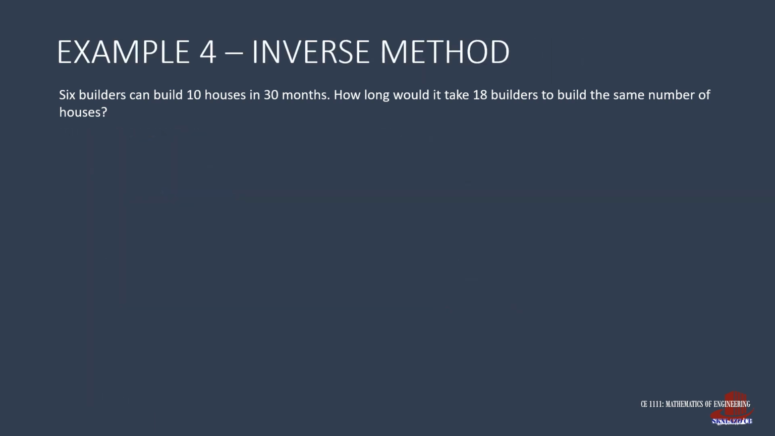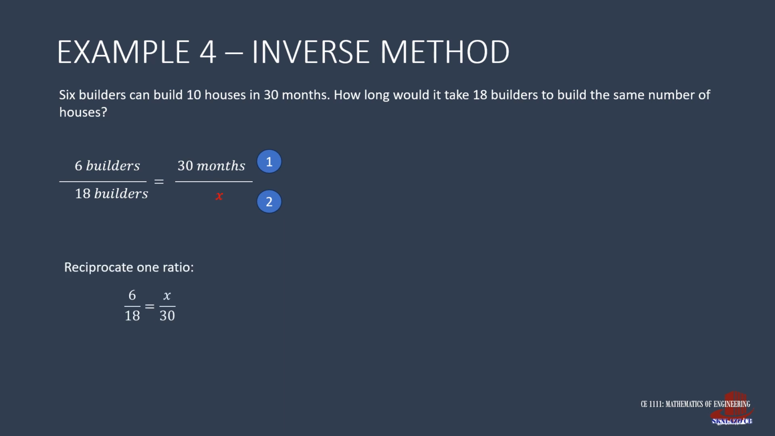Using the inverse method, the quantities in the first case are placed in the numerator. Those are 6 builders working for 30 months. The second case has 18 builders for x months. Reciprocate one ratio and have 6 over 18 equal to x over 30. Then by cross multiplication, we get 18x as 6 times 30, simplified as 180. Divide both terms by 18 and have x as 10 months.